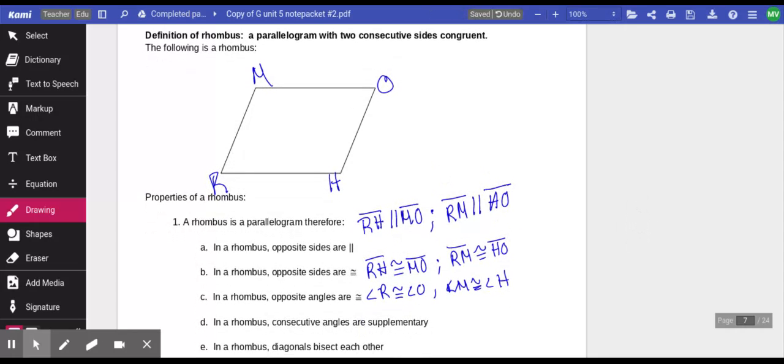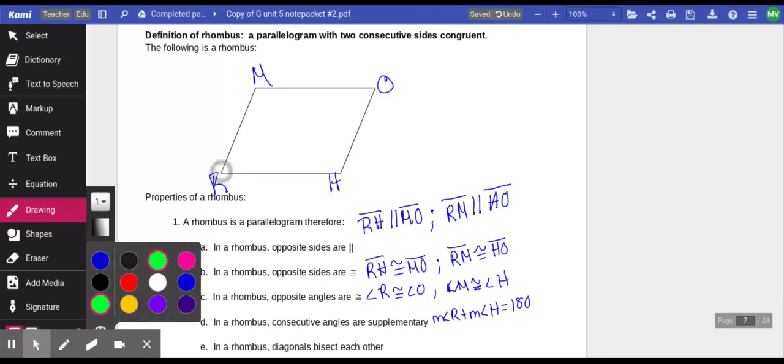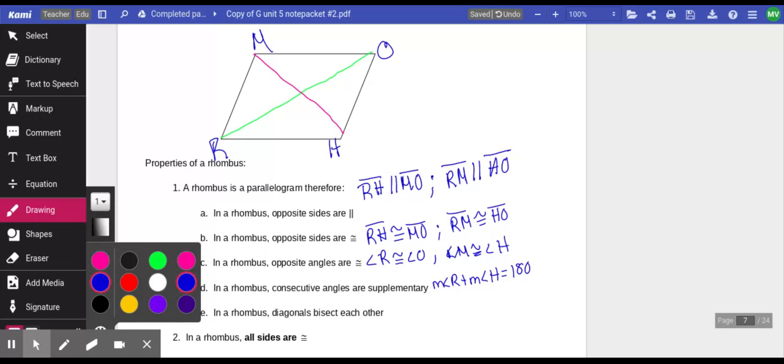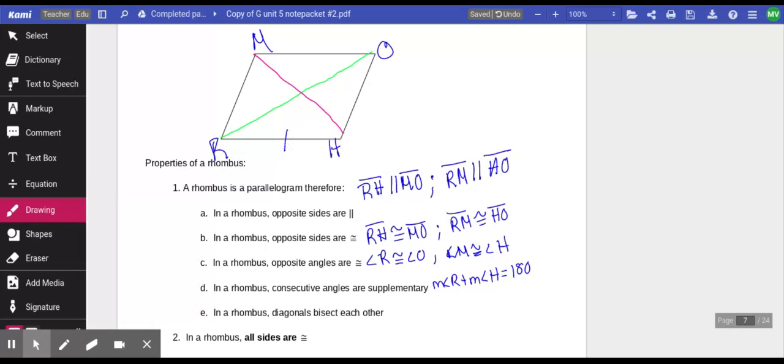Consecutive angles are supplementary. So again, that means R plus H equals 180. And last but not least, our diagonals bisect each other. So RO and MH bisect each other. Now, knowing that it's a rhombus, I know a couple other things. I know that all my sides are equal. So RH, HO, MO, and RM are all equal. If it's a rhombus, all sides are equal.